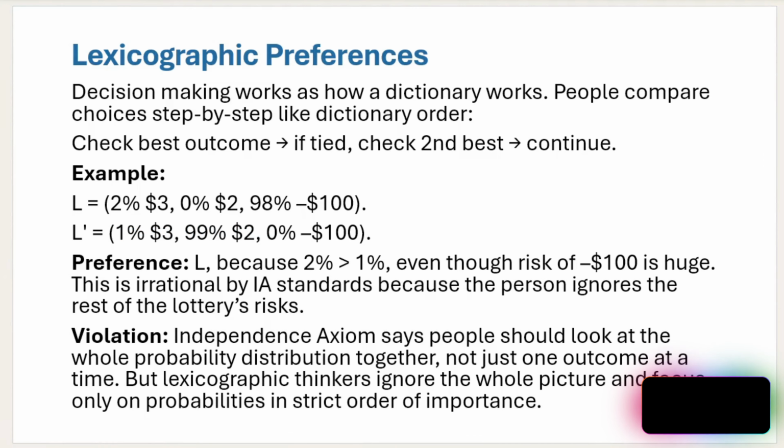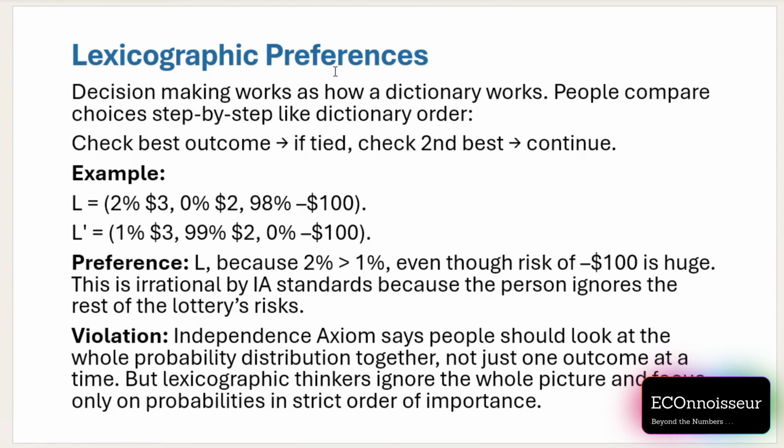The third violation of the independence axiom is the lexicographic preferences. Think of how a dictionary works. In the dictionary, the letters are written in a systematic way, step by step: the first letter, second letter, and the third letter. Just like that, the lexicographic preferences work.